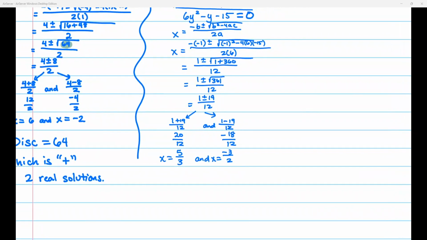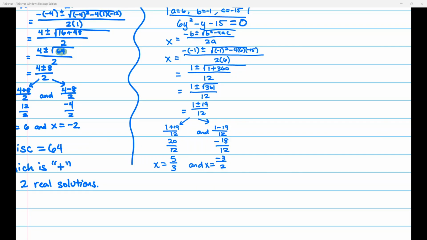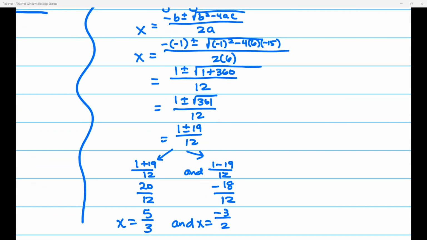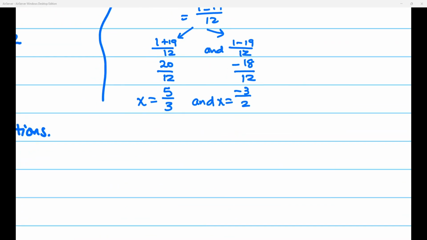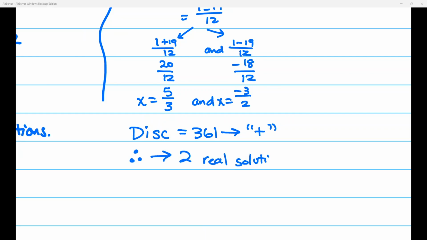Let's backtrack a little bit. What is my discriminant? My discriminant was the number underneath the radical when it was all simplified. So I'm going to say that the discriminant is equal to 361, which is also positive. Therefore, I should get two real solutions, which is exactly what happened. I got two real solutions. They were fractions, but who cares? Those are the two solutions. It's 5/3 and -3/2.